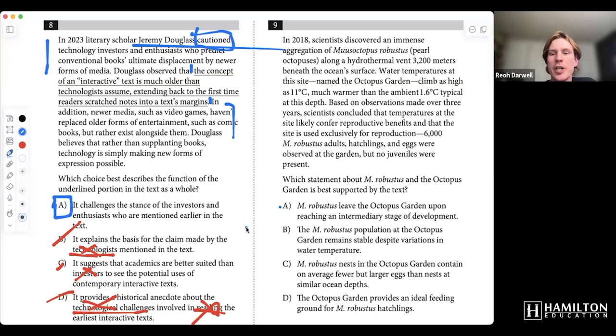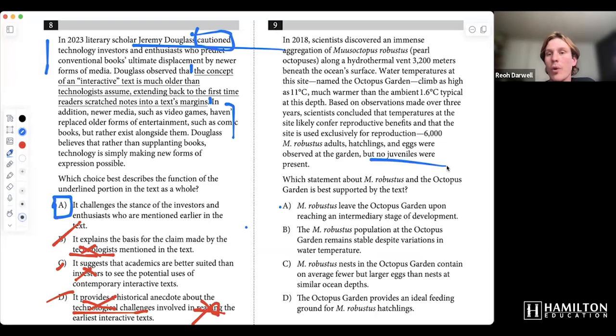All right, so question 9 is a really good kind of command of evidence question. Okay, we are being asked to make a logical claim based off of details from the text. Okay, so what does the text say? The text says that baby octopus, rather, really like to be at this one spot called the Octopus Garden. Here they have adults who maybe could have kids, hatchlings and eggs, but there are no juveniles present. Okay, so no juveniles present.